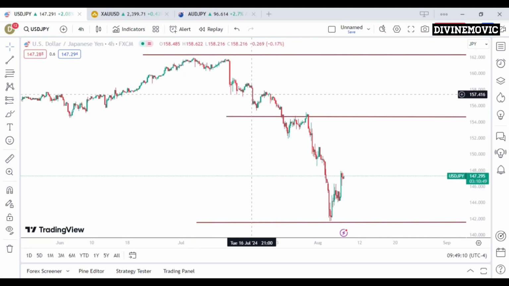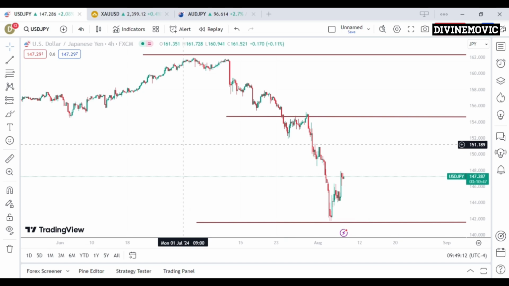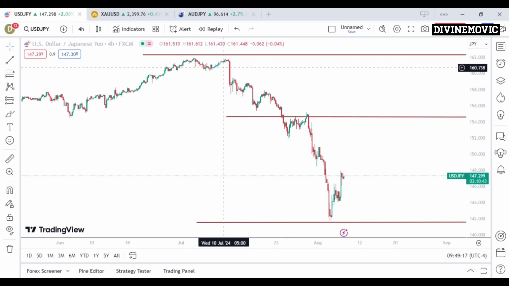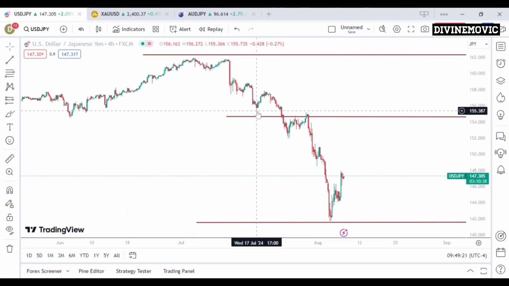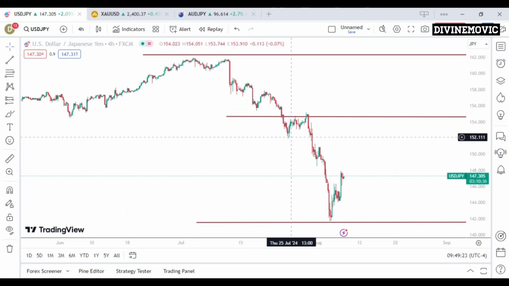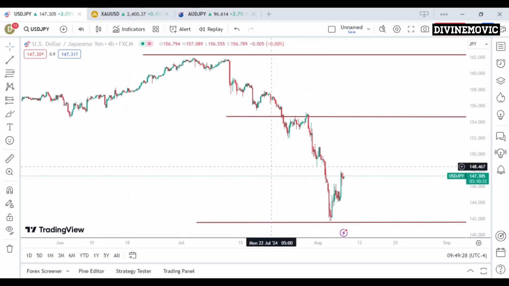Now, if you are to understand the structure at this point, you can clearly see that price is giving us lower lows and lower highs. This is a low, a lower low, a lower high, a lower low, a lower high, a lower low, a lower high, a lower low. So price is simply giving us lower lows and lower highs.